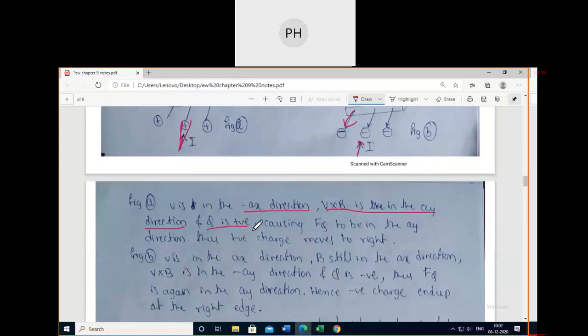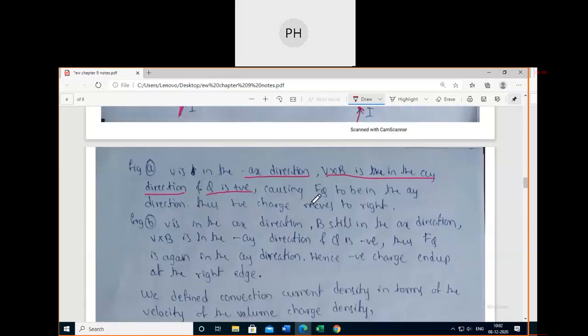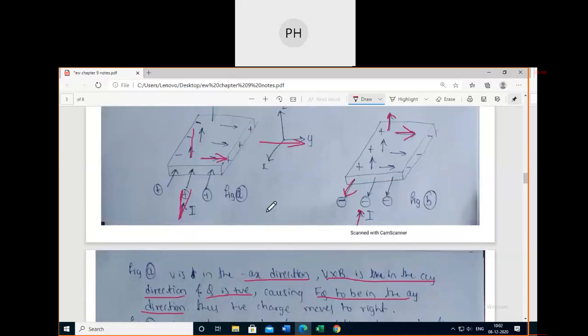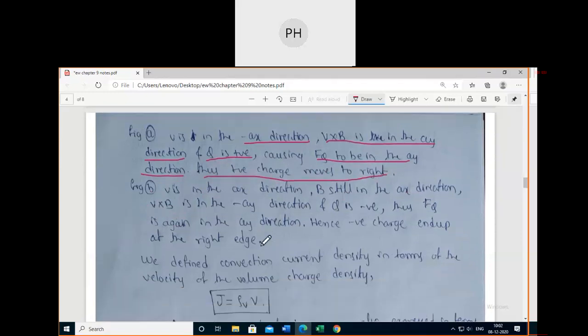Q is positive. These are the positive charges we are indicating, causing FQ to be in the AY direction. A positive charge will be going with respect to the AY direction. Thus, the positive charge moves to the right.